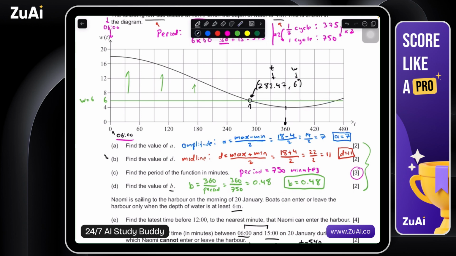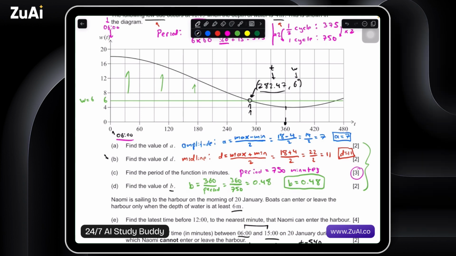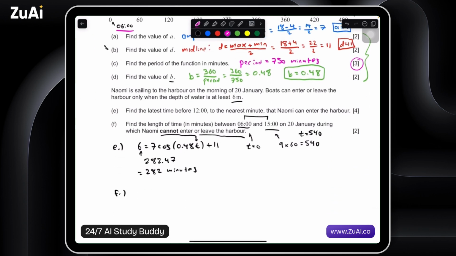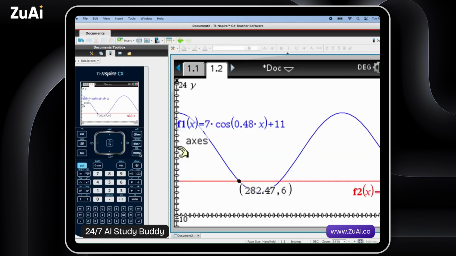So we know one value. We know after 282 minutes, she cannot enter or leave. And then if we find this other value, then we'll find out the total time in which she cannot enter or leave. So this is her no entry, essentially. This is where you can't enter or leave. Water's too low. So not a bad 2-mark question. Let's go back to the calculator and find the other intersection point, essentially.